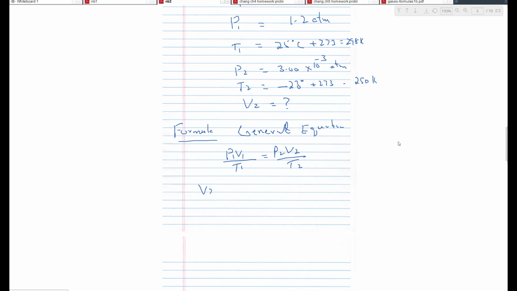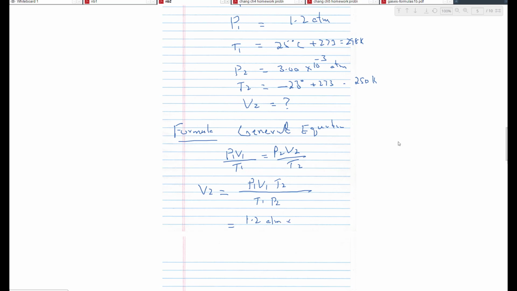You have to calculate V2. Can you first rearrange this? What will be at the top and what will be at the bottom? V2 is equal to P1 V1 T2 over T1 P2. That's right. And now plug in the values. What is P1? 1.2, and let's write the unit also.